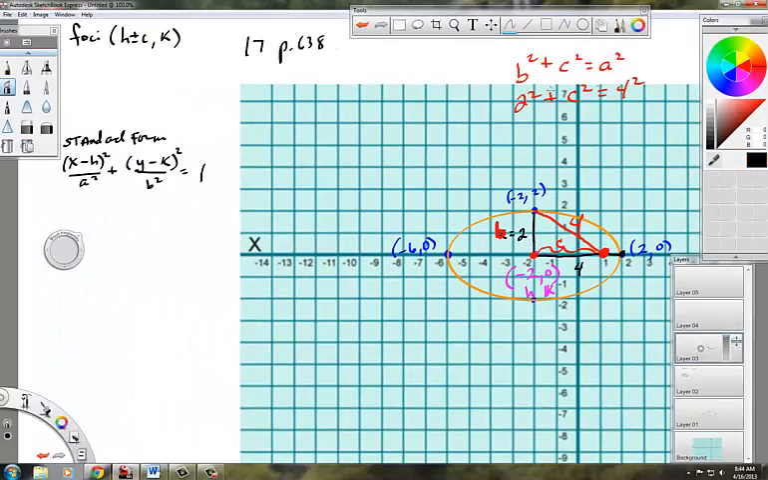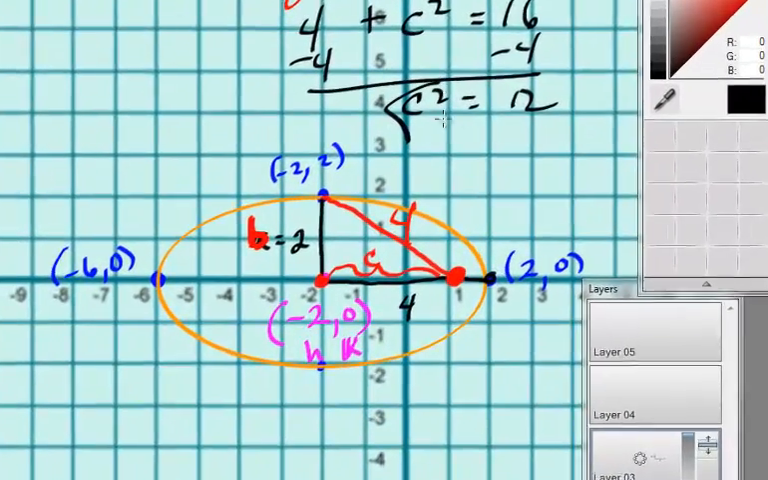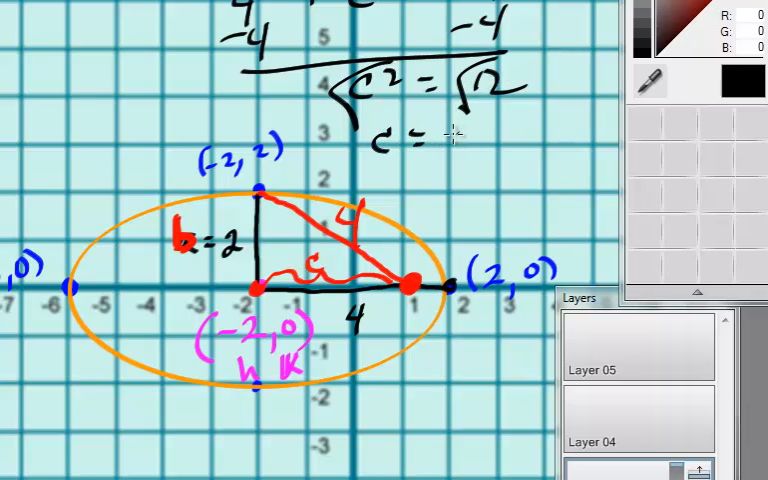Let me go back to black so it gets a little bit better. 4 plus C squared equals 16. We subtract 4. C squared equals 12. And we square root both sides. C will equal the square root of 12, which is equal to 2 radical 3. So that right there is C.